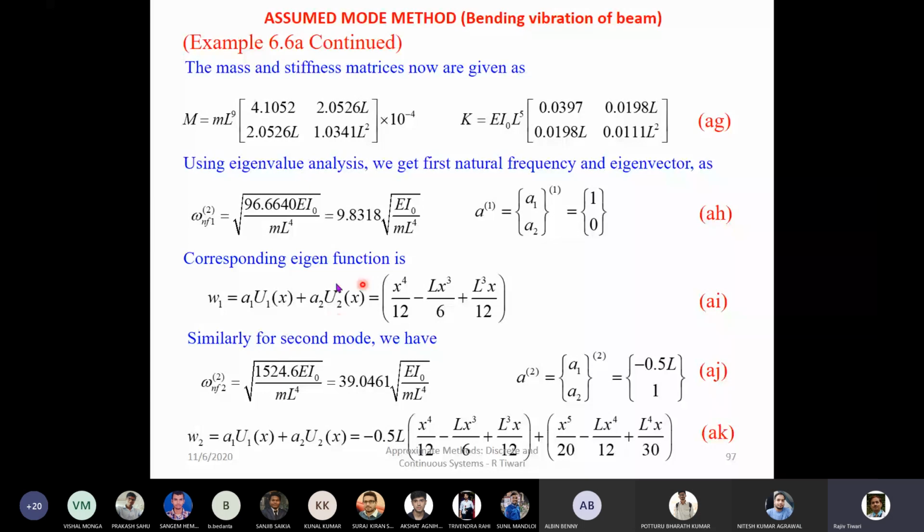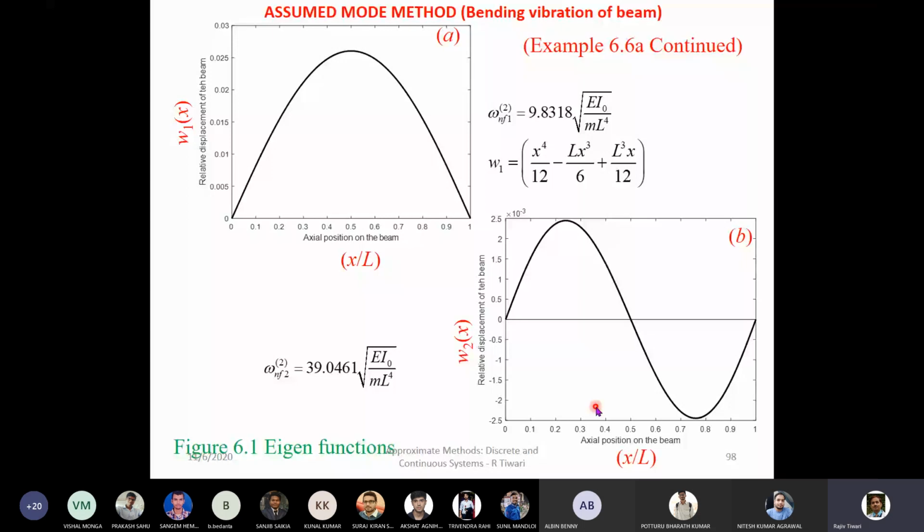Similarly, for the second mode, this is the second natural frequency and the corresponding eigenvector we got. This we are getting from solving this 2 by 2 matrix eigenvalue problem. Here again, if you put the u1 and u2 comparison functions, we'll get this. So this again can be plotted as we did earlier. This is the first mode, this is the second mode, and these are the natural frequencies. We compare these natural frequencies with the previous one in the previous plot, and both of the present ones are lower than the previous one.